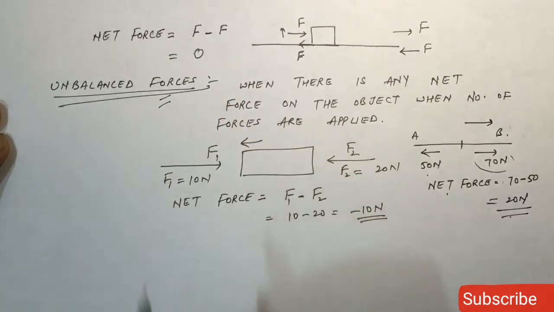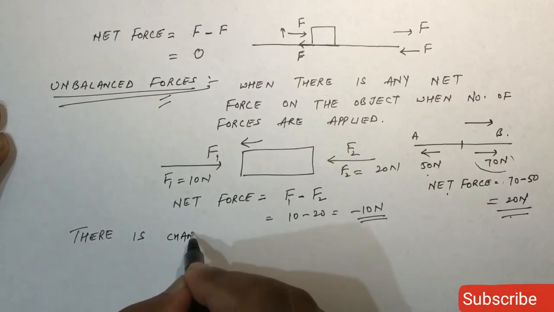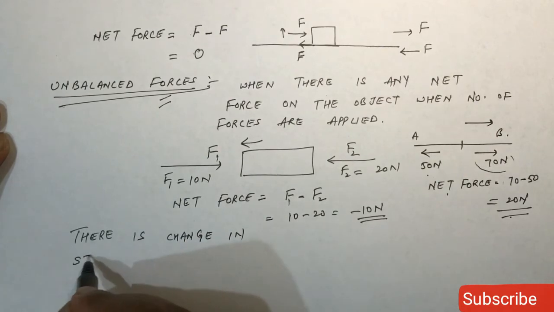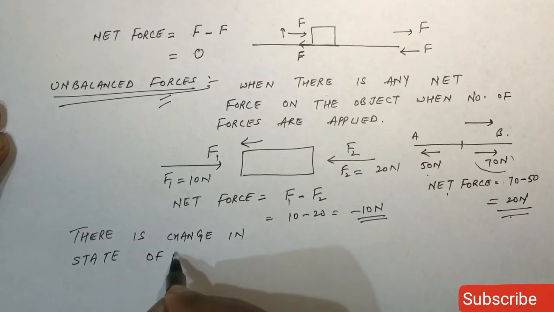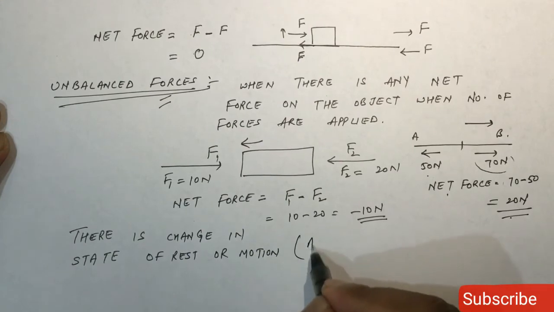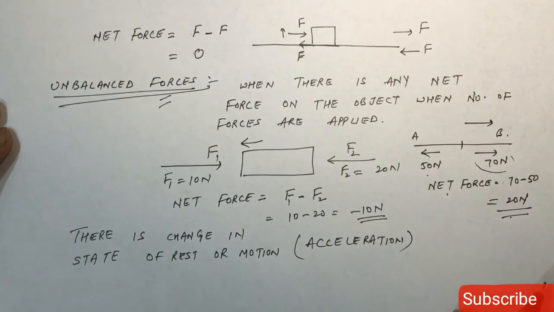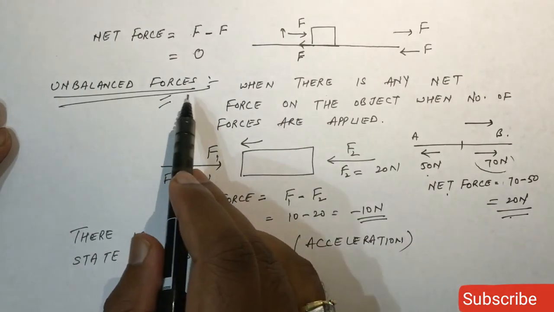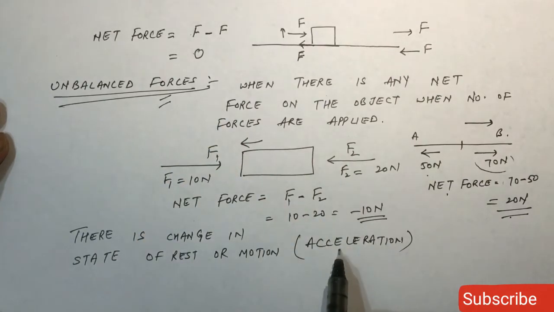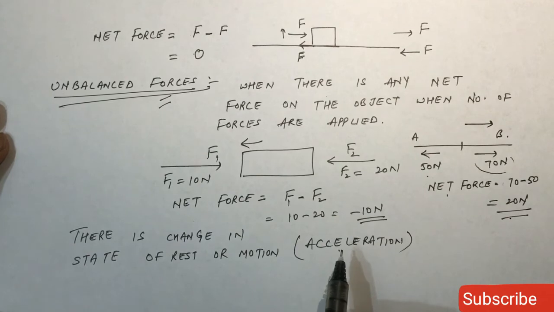In the case of unbalanced forces, there is change in state of rest or motion, means you have net acceleration in this case. In balanced forces, we have discussed that there is no acceleration in that case. Whether the object is at rest, it remains at rest, and if the object is moving with constant speed, then it will continue with the constant speed. There is no acceleration in that case.